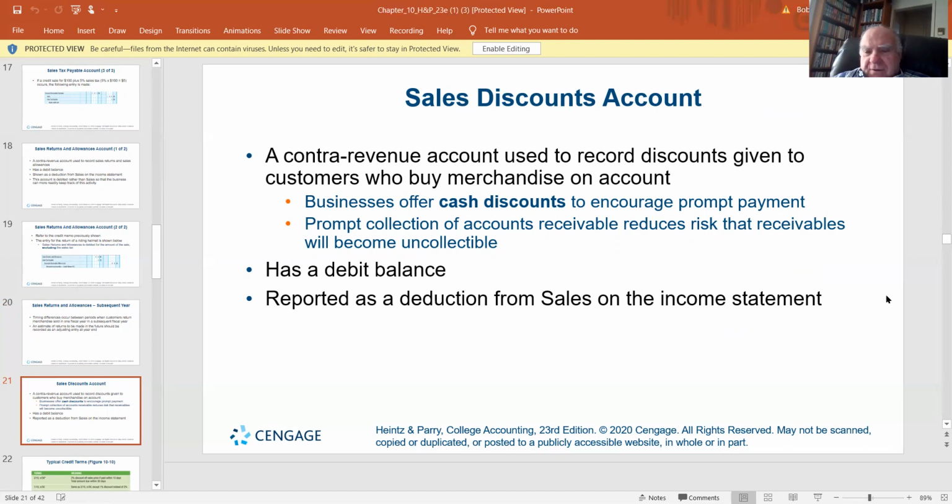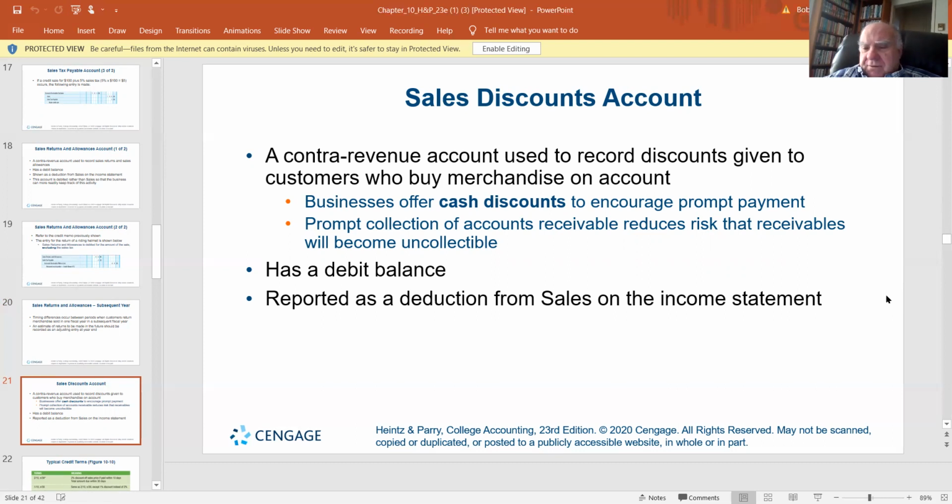Sales discounts. Here is another contra revenue account given to customers who buy merchandise on account. And remember, everything in this chapter is pretty much on account. These are not cash sales we're talking about for the most part. Businesses offer cash discounts to encourage prompt payment. Prompt collection of accounts receivable ensures you're collecting your money more quickly. You need the money right now.